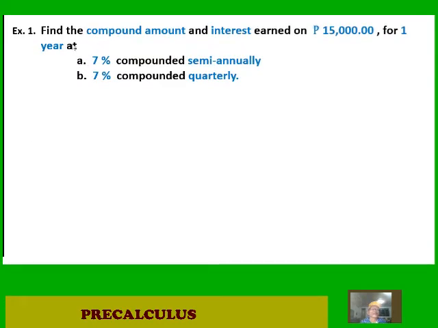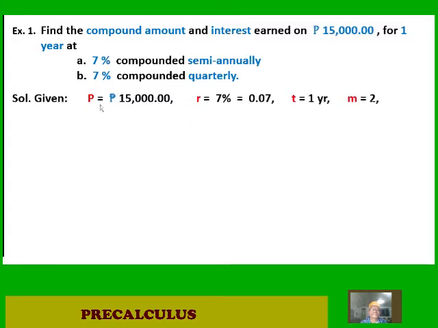Okay, example. Find the compound amount and interest earned on 15,000 pesos for 1 year at 7% compounded semi-annually. Let us write the given. 15,000 is the present value or the principal. 1 year is the time. 7% is the given nominal rate, 7% or 0.07. Compounded semi-annually, so M equals 2.